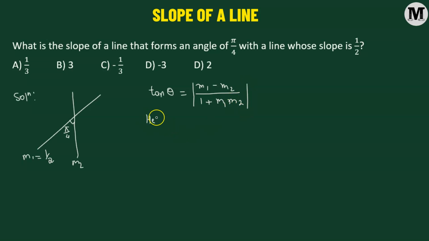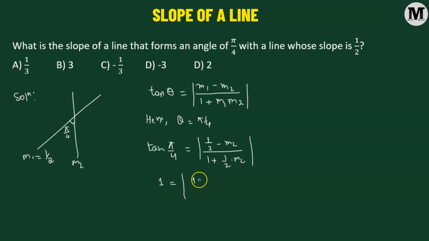Now here it's given that the value of theta equals pi over 4 radians. So let's substitute theta with pi over 4. So the tangent of pi over 4 radians will be equal to m1, and I've considered m1 to be equal to 1/2. So we have 1/2 minus m2 divided by 1 plus half times m2. Now what's the value of tangent of pi over 4? That's simply equal to 1. So we have 1 equals 1 minus 2 times m2 divided by 2 plus m2.